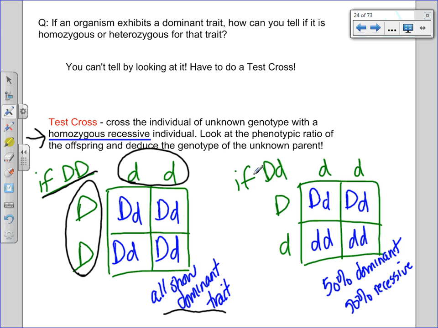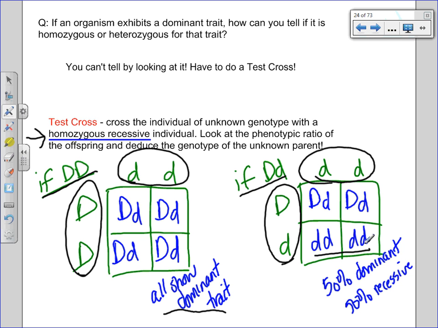If instead the unknown parent was heterozygous or was a carrier of the recessive gene, then because you're mating it with one that's homozygous recessive, half of the offspring that are produced, when it's mated with the unknown fellow that's heterozygous, half of the children would show the recessive trait.